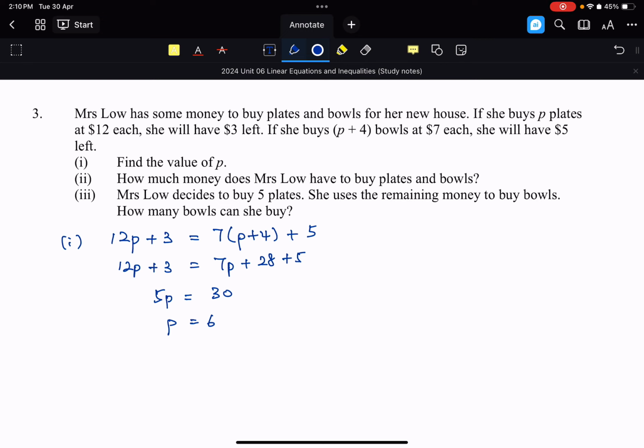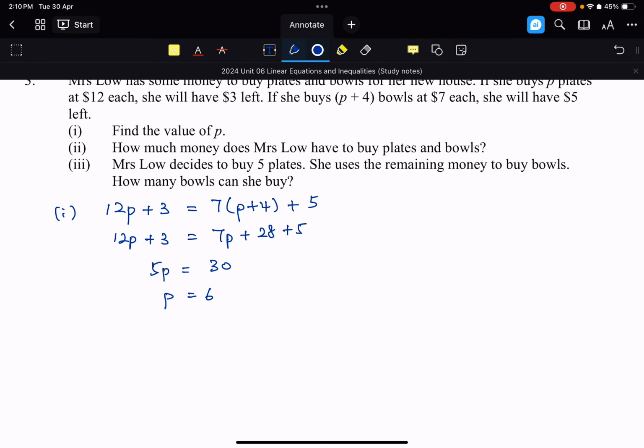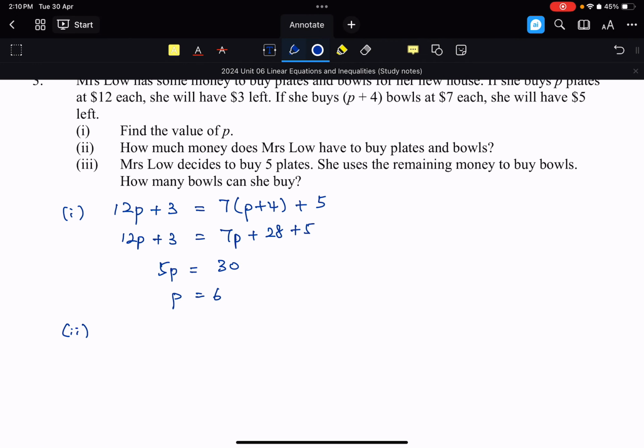The question asks us how much money does Mrs. Low have to buy. So how much money does she have? The amount of money is actually 12 times the 6 plates, P, and then with the leftover money of 3. So we work this one out. This will be $75. That's the amount of money she starts with. And she decided finally to buy 5 plates and then use the remainder money to buy bowls. How many bowls can she actually buy?